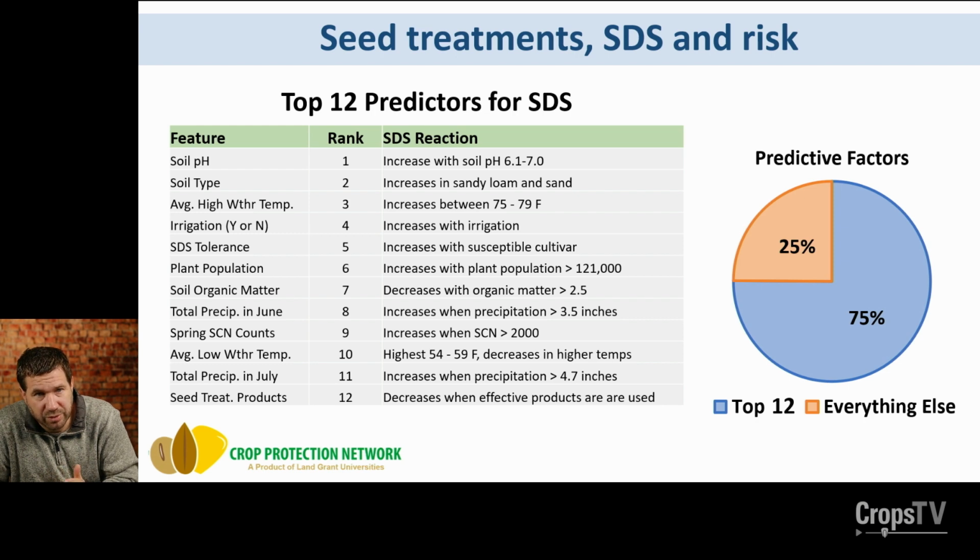Soybean cyst nematode shows up in here. Seed treatments show up in here. So these are the things that we expected. And then also precipitation at different times of the year is also important. And so we're starting to build up evidence that these are the factors that could be playing a role in increasing the risk for SDS. Now, if we combine that with the level of FV in the field, hopefully we can get to a spot where we're going to say, hey, this field might be at higher risk for SDS.